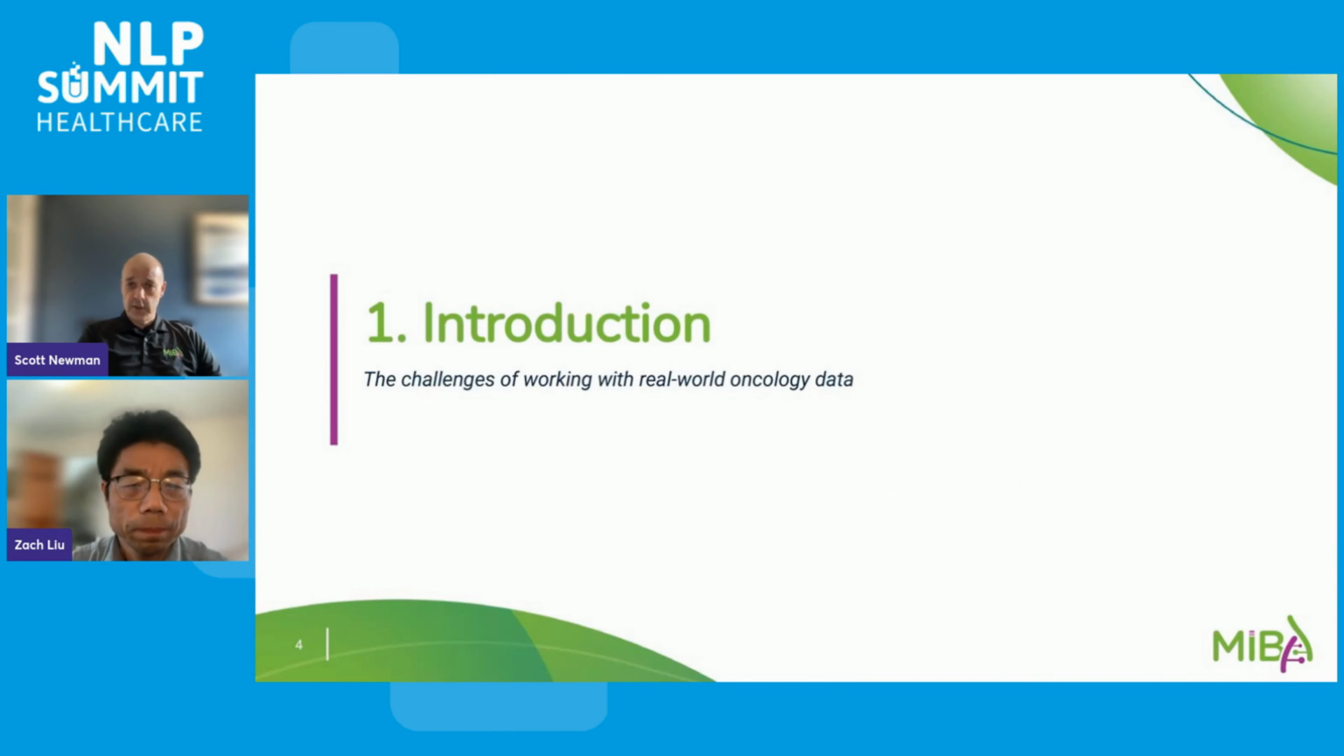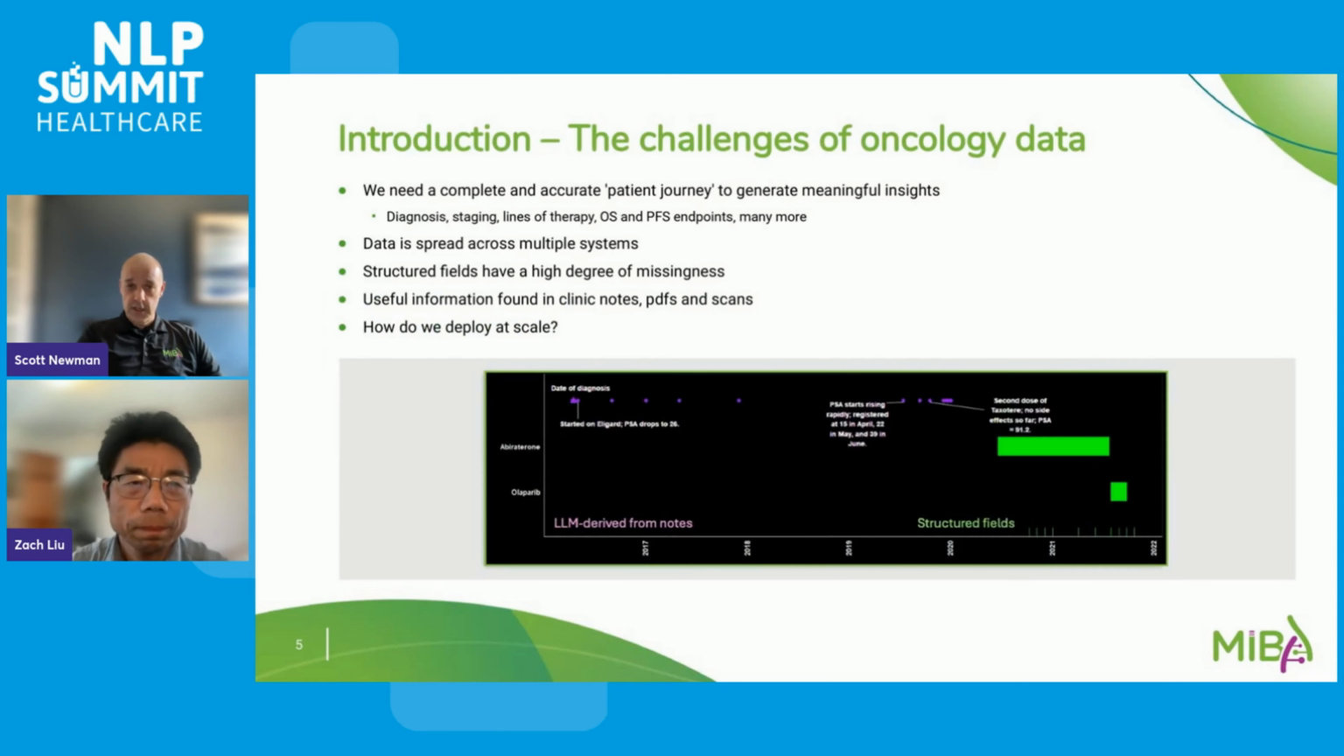The challenges of working with real-world oncology data. So as we all probably know, oncology is a very complicated space. About 85% of cancer patients are treated in the community, so small centers close to their houses, and MEBA partners with community oncology networks and biopharma to gain meaningful insights from that data. But what does that actually mean and why is it complex?